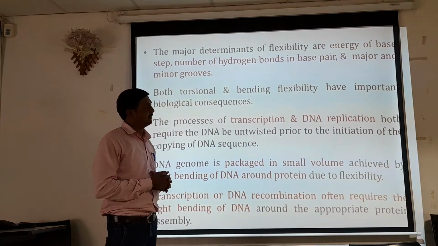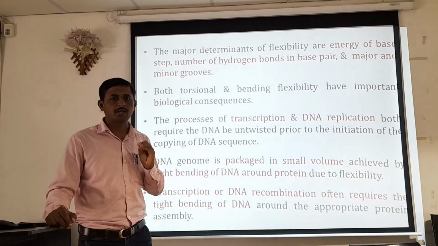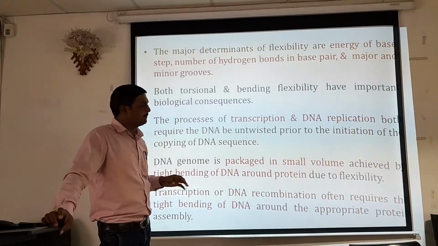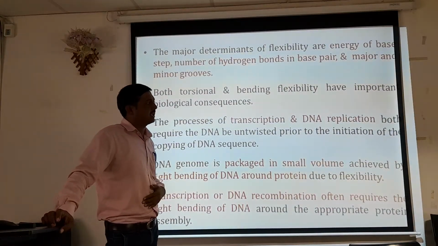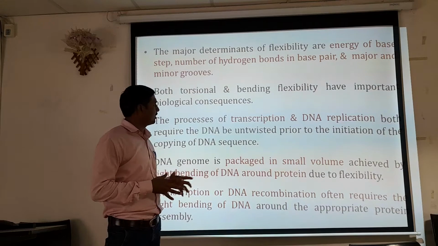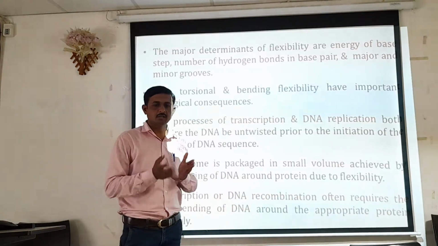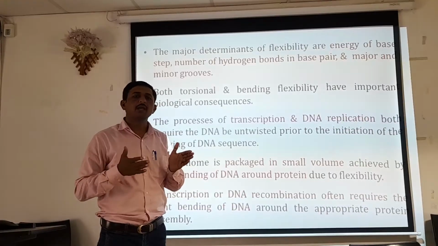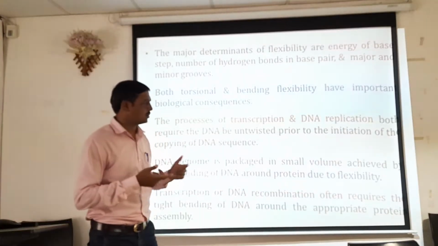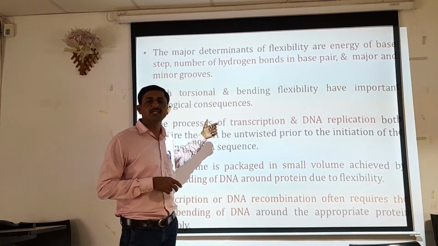Both torsional and bending flexibility have important biological consequences. Bending has many different biological aspects in living systems, so it is a most important property of DNA. The processes of transcription and DNA replication both require the DNA to be untwisted prior to the initiation of the copying of the DNA sequence. In DNA replication, the primary step is that double-stranded DNA is separated, and while separating, the strands are already twisted around one another. So, while separating this DNA, the strain has to be released by means of strain-relaxing proteins.